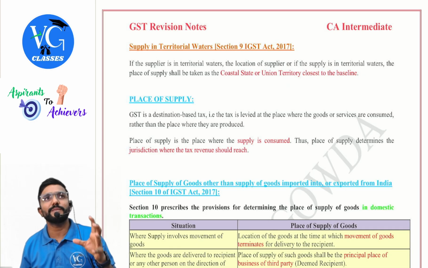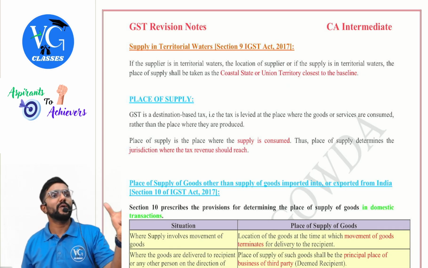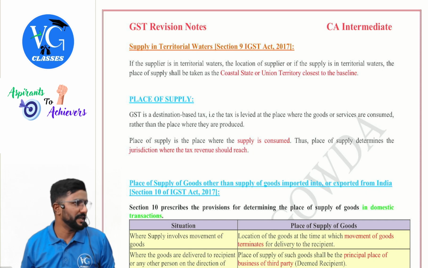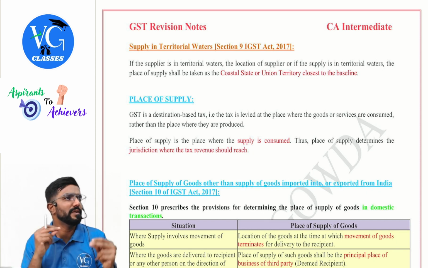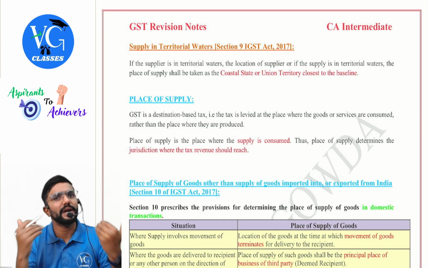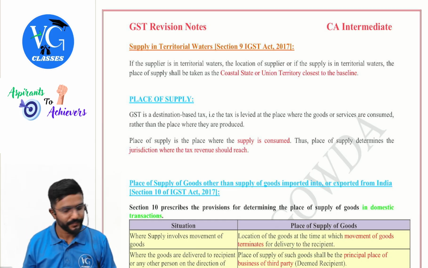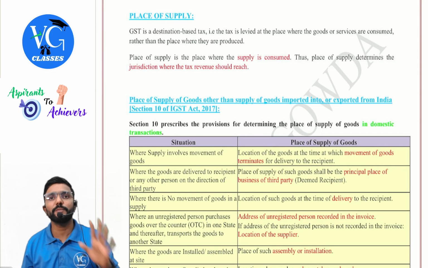Clear? Now, sir, assume something is supplied on water which is near the Andaman and Nicobar Islands. So the location of supplier or place of supply is on water. We will consider it to be in which union territory? Andaman and Nicobar.